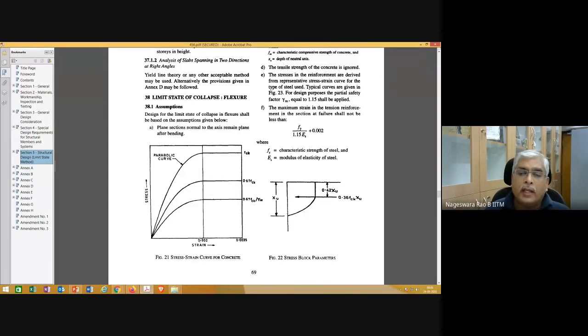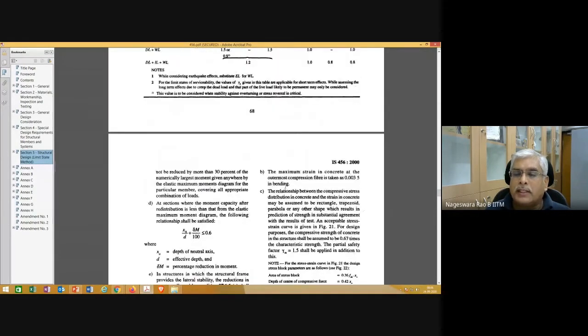Okay. And one more thing is this: once you have this stress strain curve for concrete, the stress distribution or stress block for a given section is going to look like this figure 22. So it's basically rotating this stress strain curve by 90 degrees. Okay. And also these two more points.